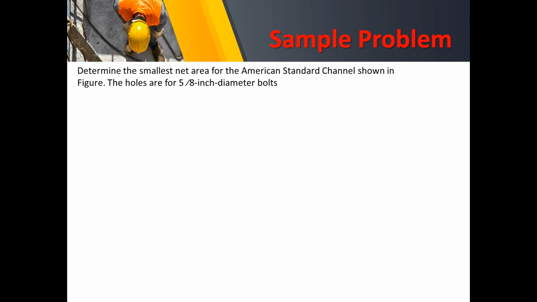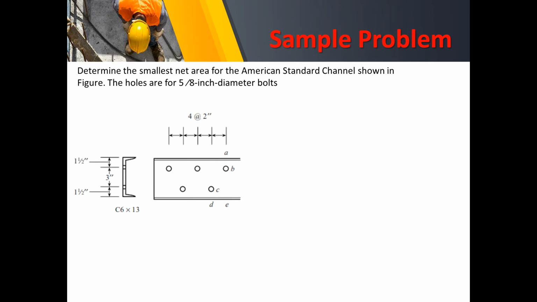Next problem. Determine the smallest area, the net area, for the American Standard channel shown in figure. The holes are for 5/8 inch diameter bolts. So here's the configuration. Take note that the connection is on the web, or the stem of the channel.